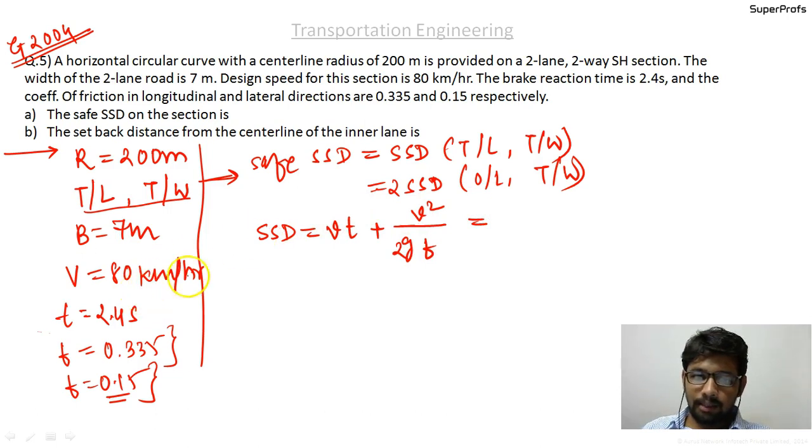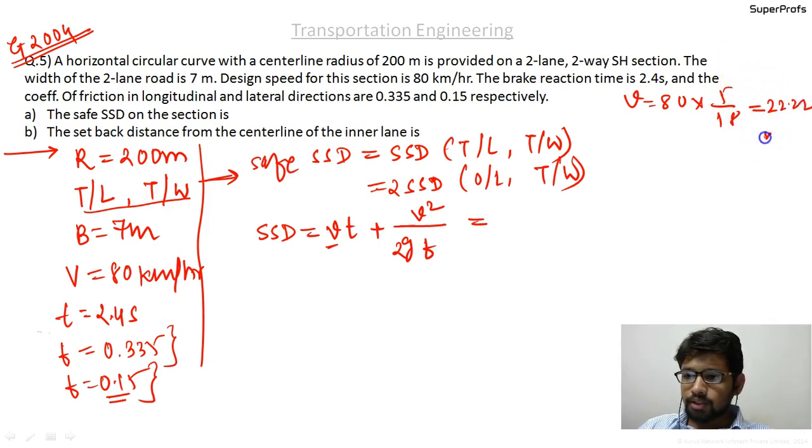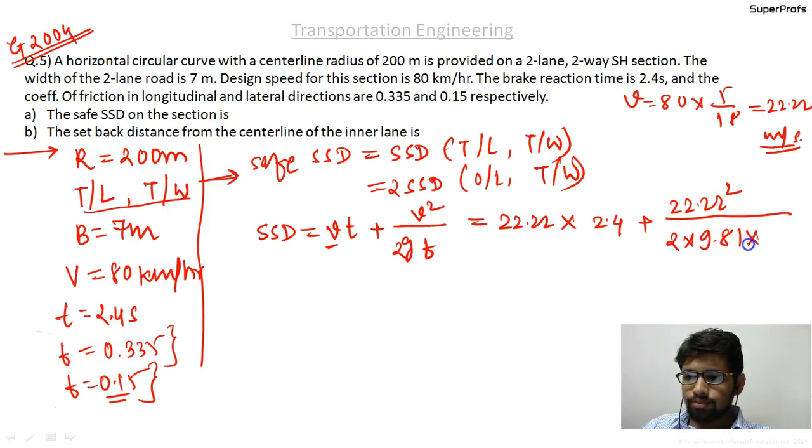V, that is the capital V, should be converted into small v, that is into meters per second. So small v equal to 80 into 5 by 18 meters per second, which is equal to 22.22 meters per second. Just substitute the values: 22.22, the brake reaction time is 2.4 seconds, plus 22.22 square upon 2 into 9.81 into f.